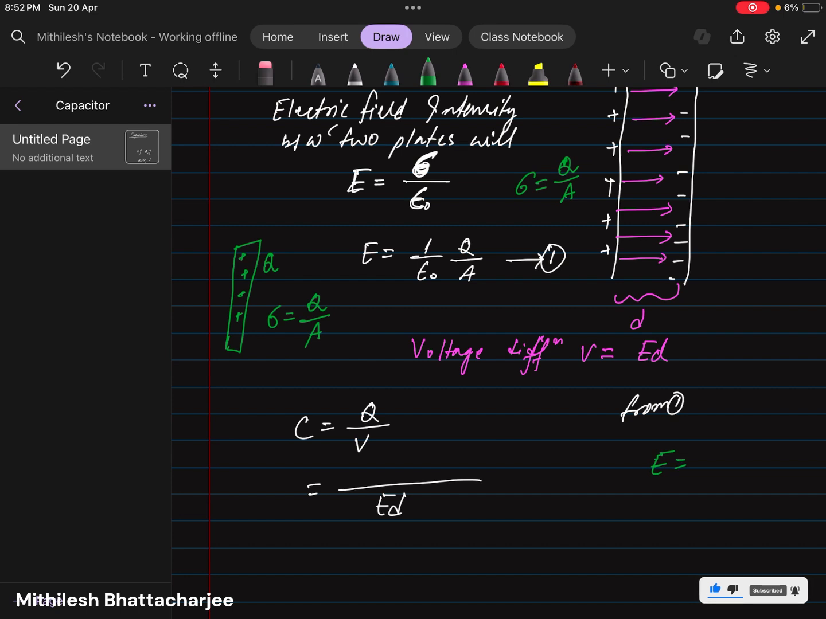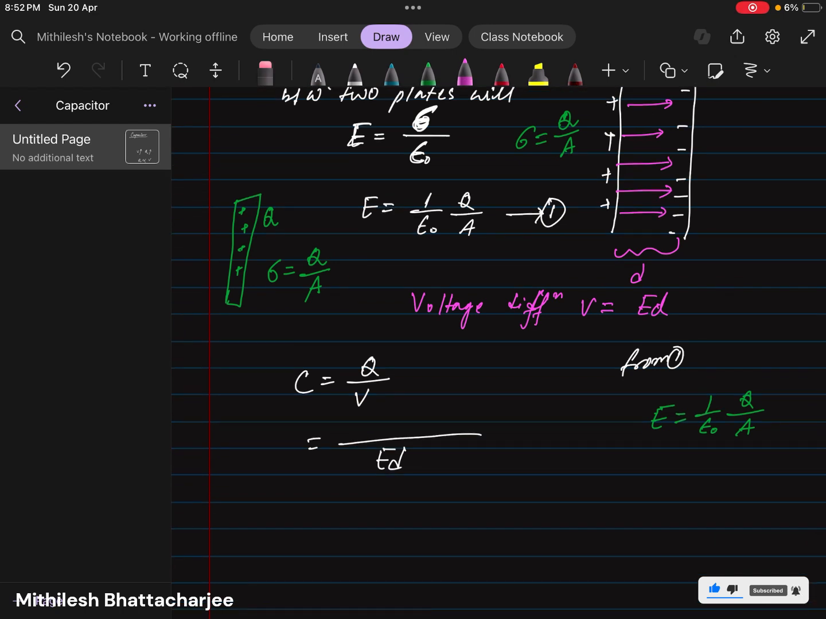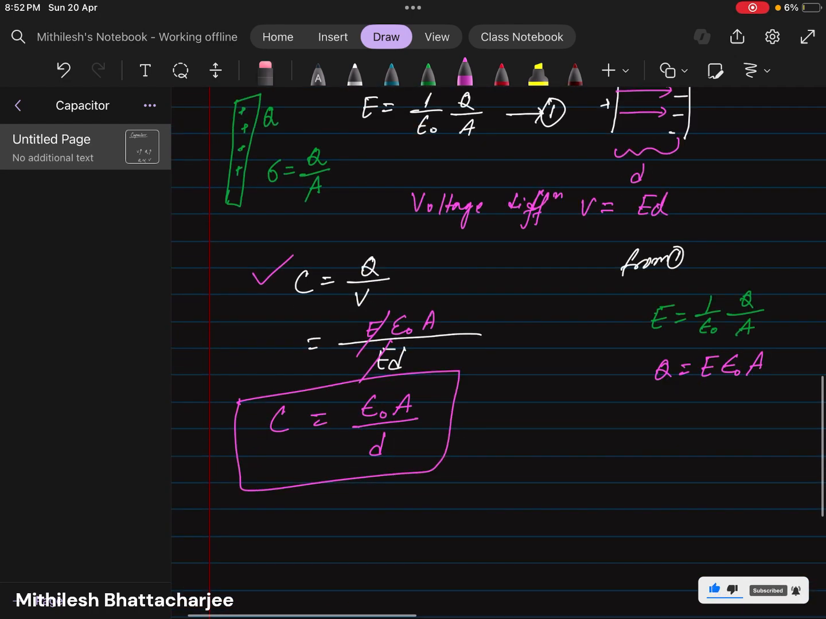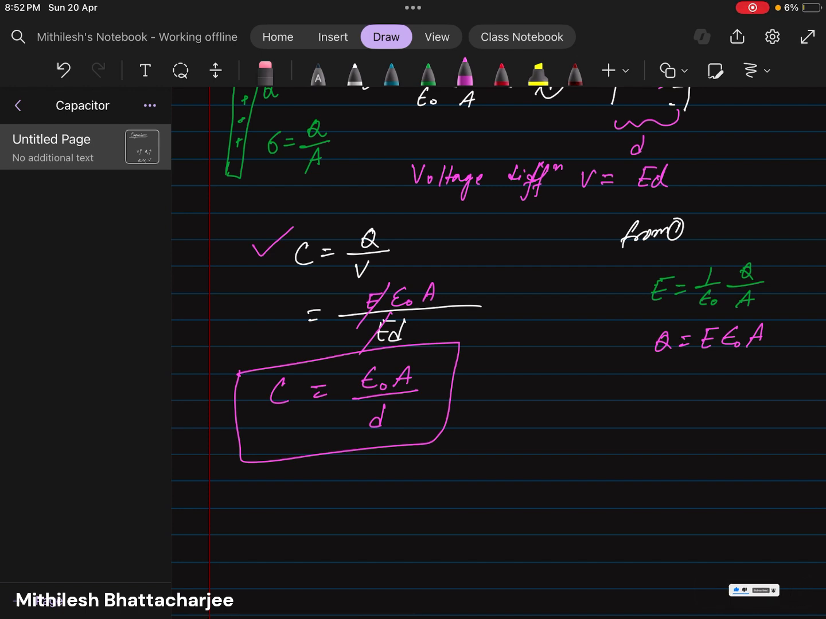E is equal to 1 by epsilon naught Q by A. Just find out the value of Q. Q will be E into epsilon naught into A. Just put it into this. So Q is E into epsilon naught into A. E cancels. Epsilon naught A by D is C.